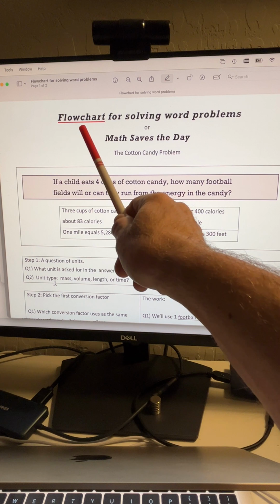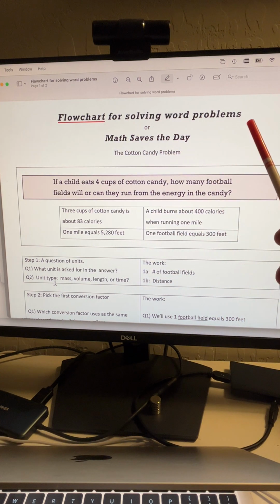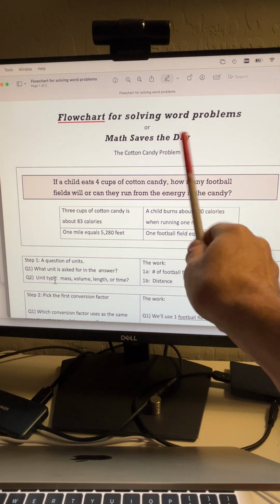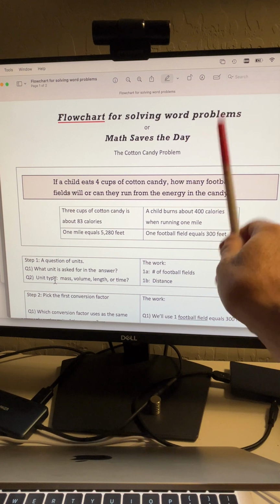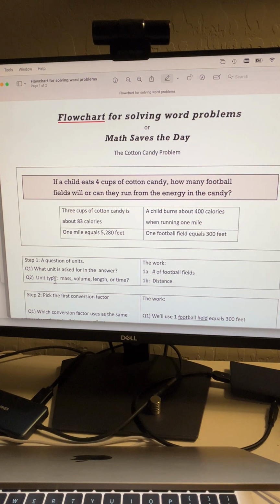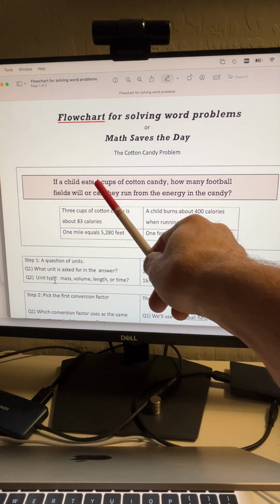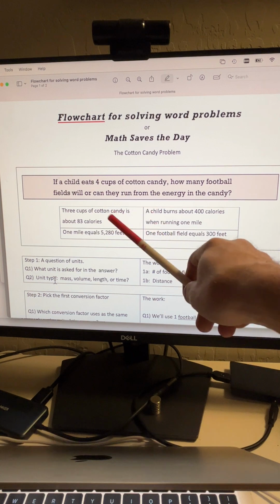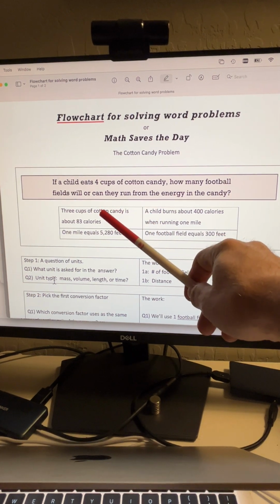Today I'm talking about the flowchart for solving word problems. I think this one's going to help all of us in understanding all the steps and how to talk about the complexity in word problems, because they are complex. It's called Math Saves the Day, and it's the cotton candy problem, which you may have seen. It's a great one. I worked this one out, and it works. All these numbers, I looked them up rigorously and found them.